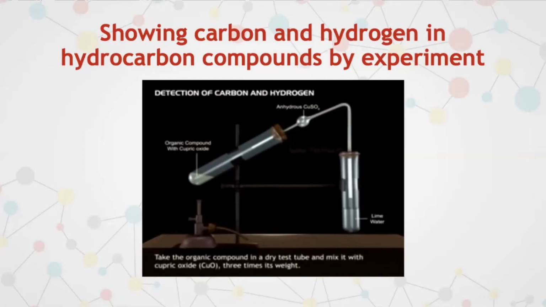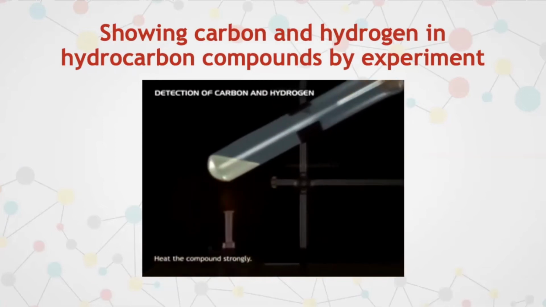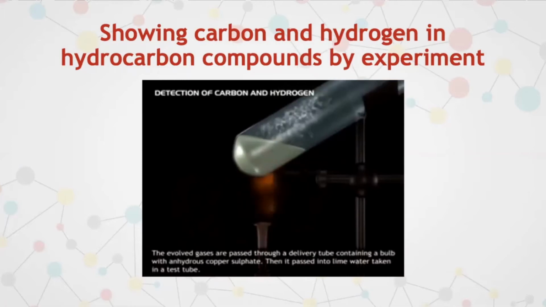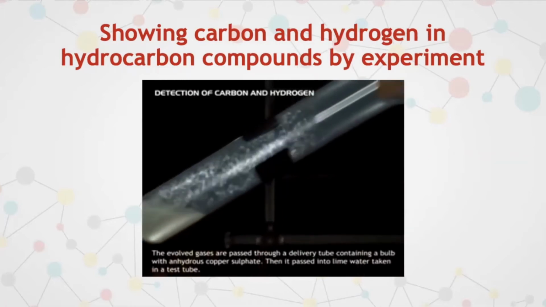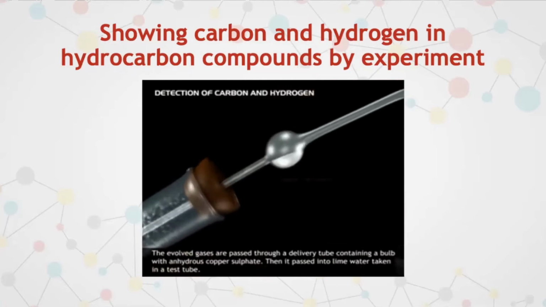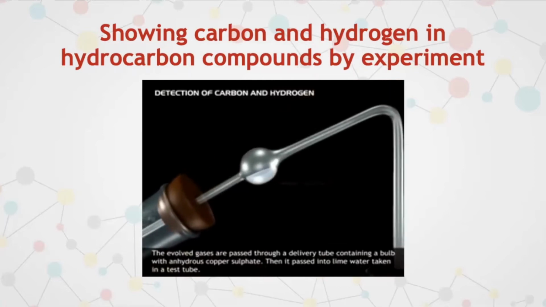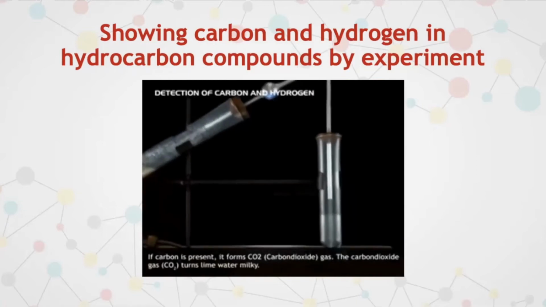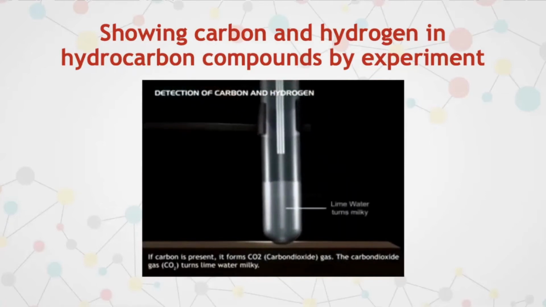Take the organic compound in a dry test tube and mix it with cupric oxide, CuO, 3 times its weight. Heat the compound strongly. The evolved gases are passed through a delivery tube containing a bulb with anhydrous copper sulfate. Then, it is passed into lime water taken in a test tube. If carbon is present, it forms CO2, carbon dioxide gas. The carbon dioxide gas turns lime water milky.